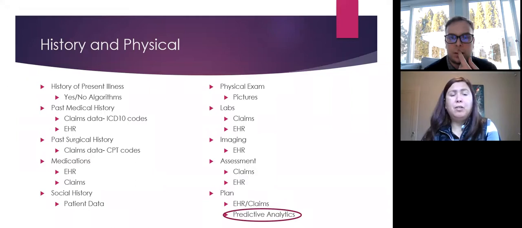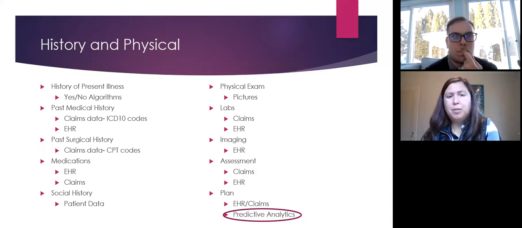There are some algorithms that I've helped design that are more on the past medical history, past surgical history side of the history and physical. Who's at higher risk for conditions, who's at risk for surgery.